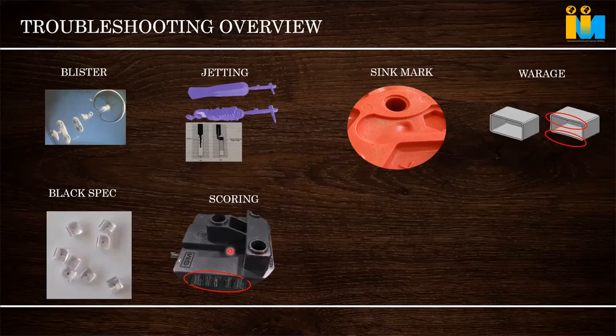Next is scoring. Scoring means when we are ejecting, there will be lines on the part, aesthetically damaging the part. A lot of lines we can see on the part.